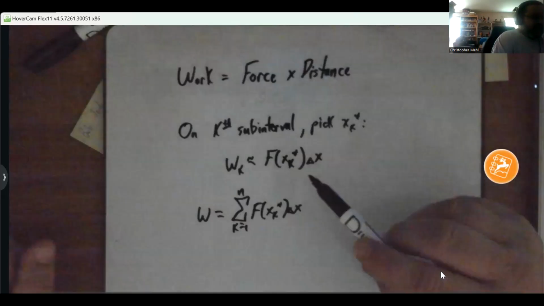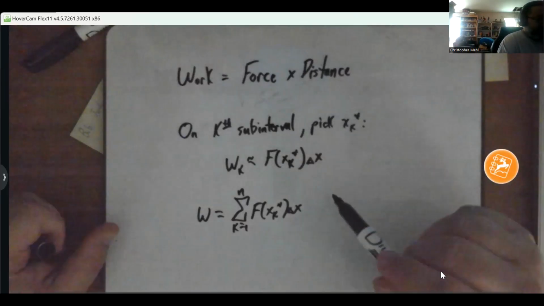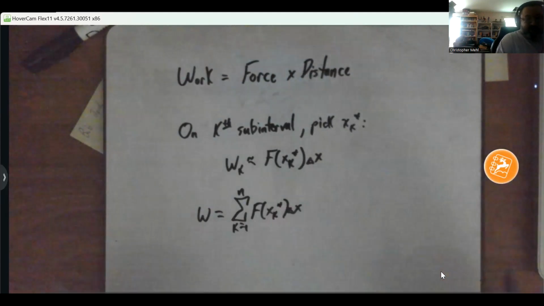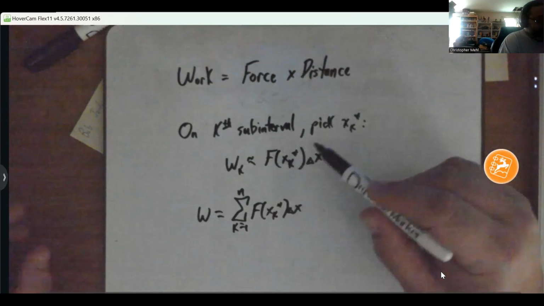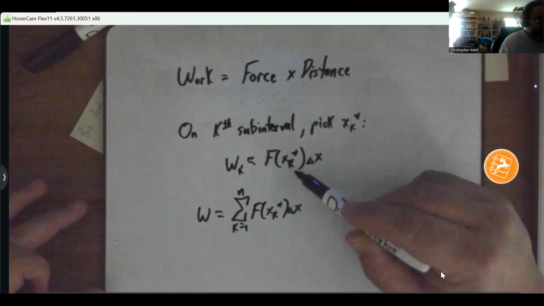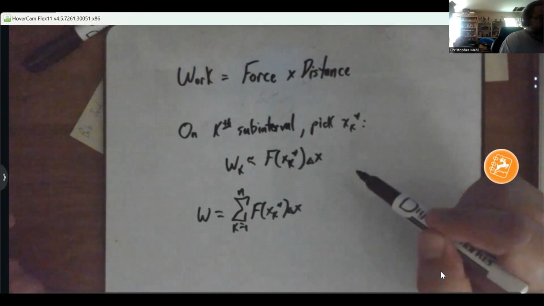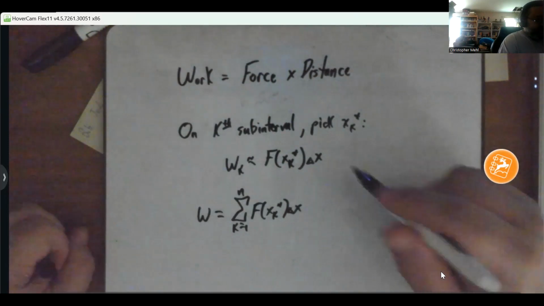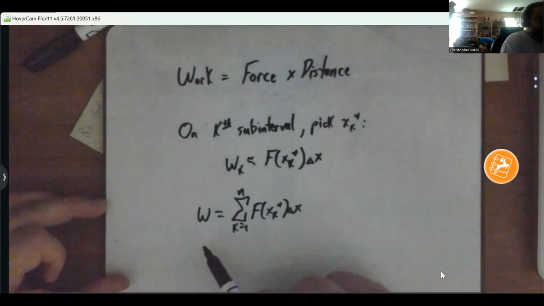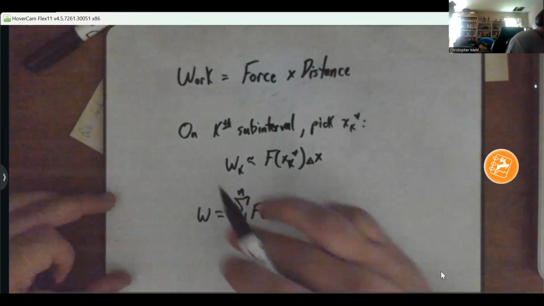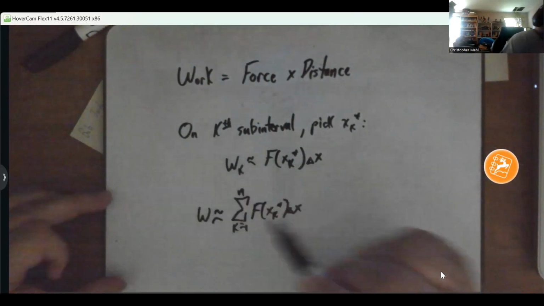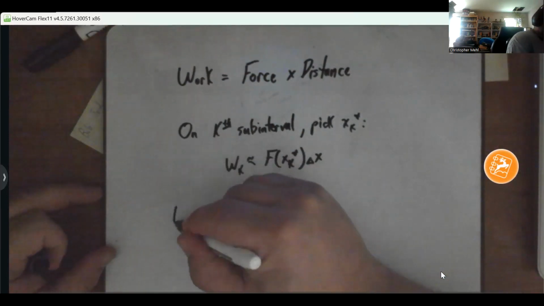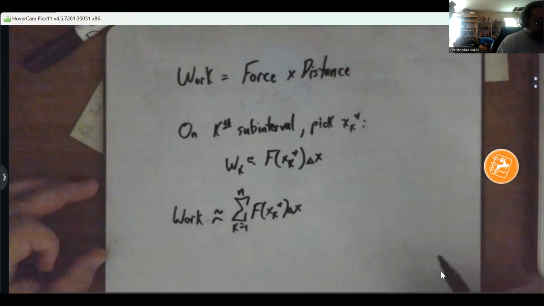On that kth subinterval, work is still force times distance. So we'll pick a point x sub k star in our little subinterval and evaluate the force at x k star times delta x, and that's approximately the little piece of work done on our kth subinterval. Then we'll add up our n pieces, and that is approximately equal to the total work. I'm just going to write work so it's clear there.